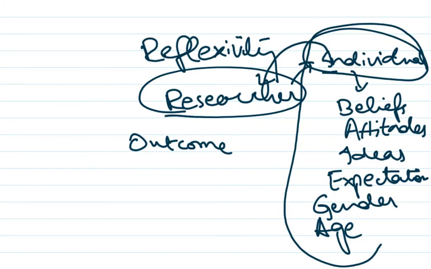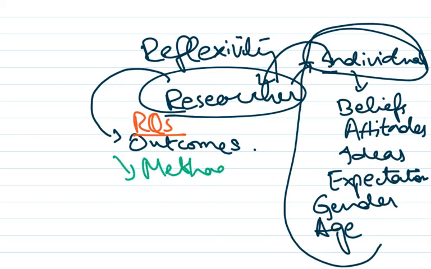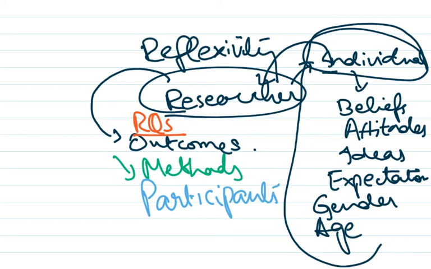And who you are as a researcher and as an individual, because these are really not different things, exerts a significant influence not just on the outcome of the research, but also on the research questions that you devise, on the research methods that you're comfortable with, and on what sort of participants you decide to work with. So all of these things are influenced by yourself, right?